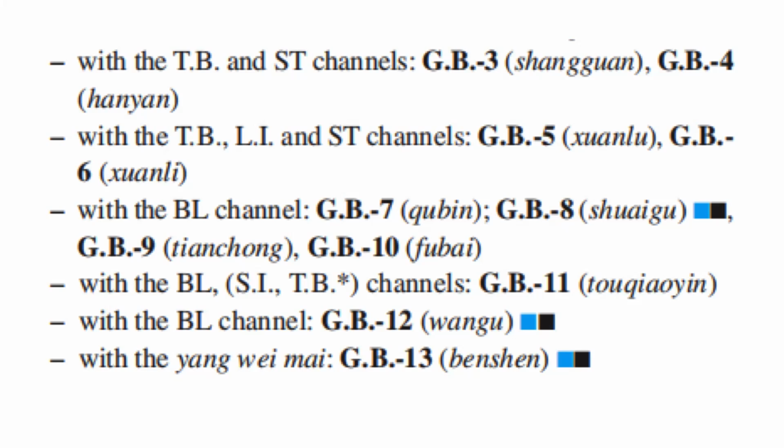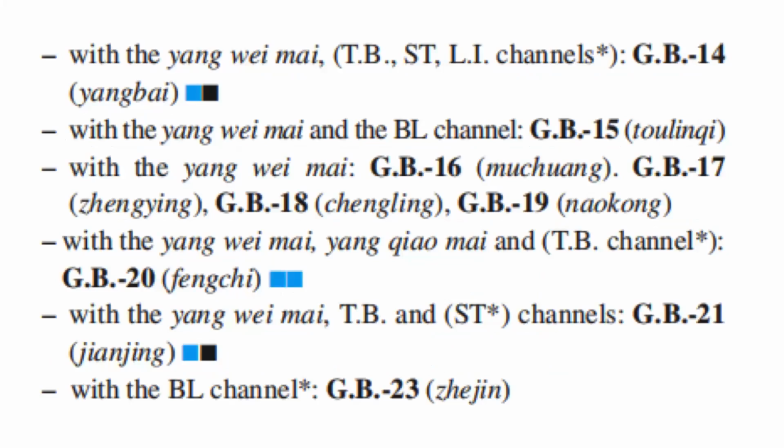And with the Yang Wei Mai, it's GB13. With the Yang Wei Mai, which includes triple burner, stomach, and LI channels, it's GB14. With the Yang Wei Mai and the bladder channels, it's GB15. With the Yang Wei Mai, it's gallbladder 16, 17, 18, and 19. With the Yang Wei Mai, Yang Qiao Mai, and the triple burner channels, it's gallbladder 20. With the Yang Wei Mai, triple burner, and stomach channels, it's gallbladder 21.